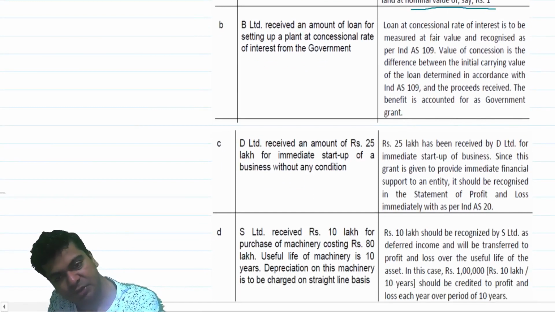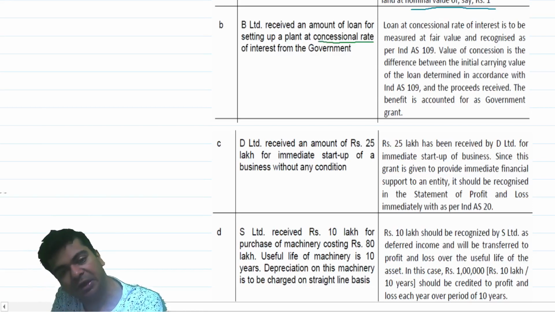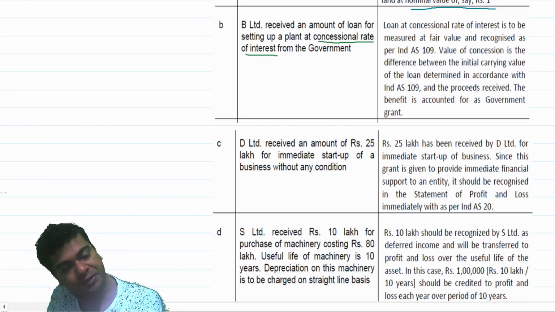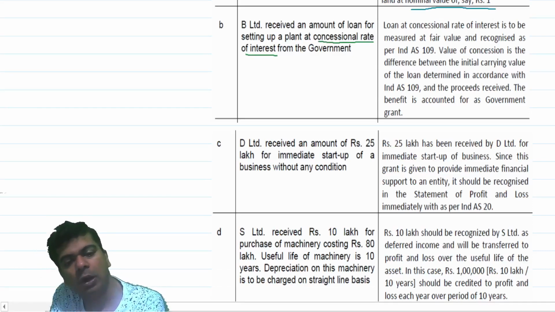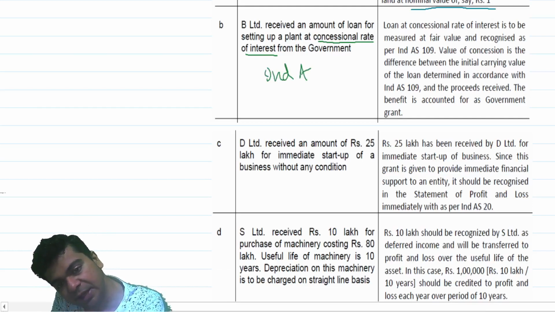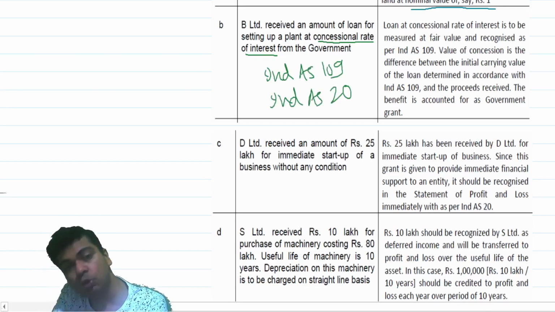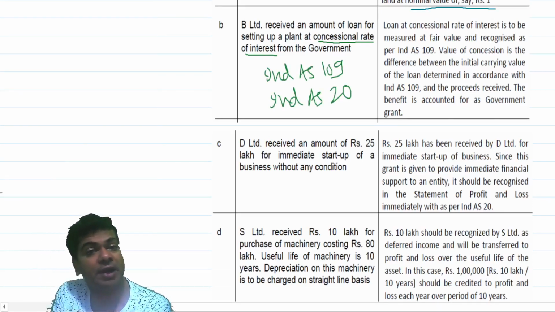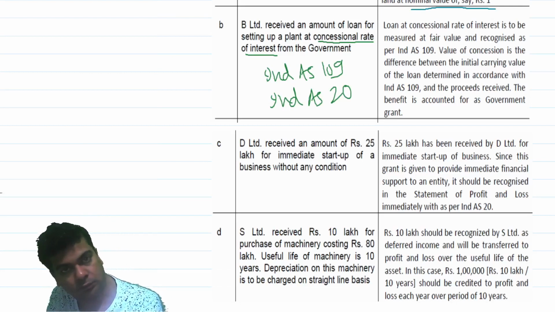B Limited received an amount of loan for setting up a plant at a concessional rate of interest from the government. You are getting a loan at a concessional rate of interest. You have to treat this as per Ind AS 109 and as well as Ind AS 20. Okay, two Ind AS will be applicable over here. The fact of the matter is that you are receiving a loan. Loan has to be repaid.